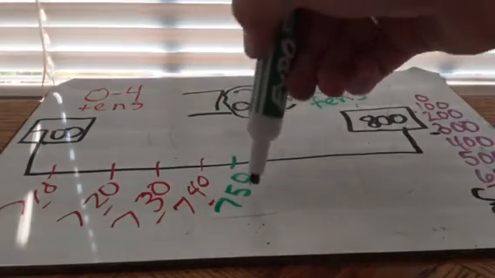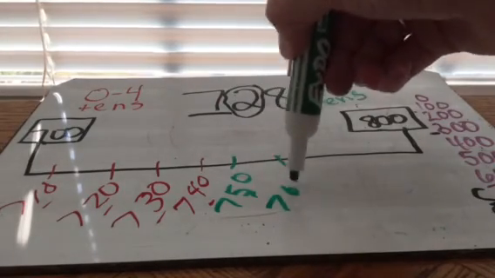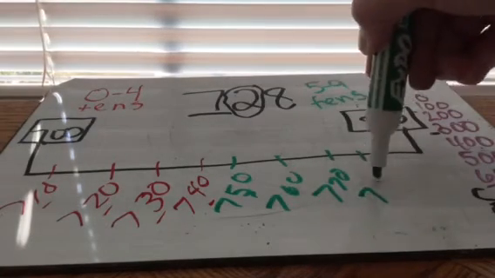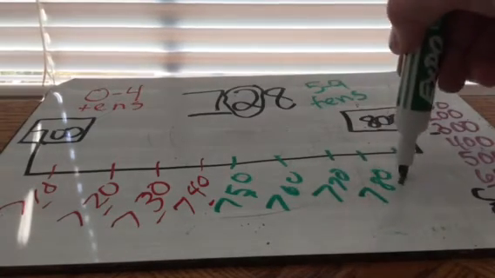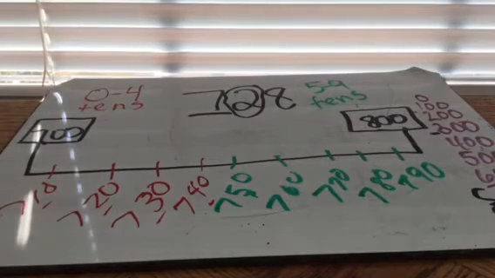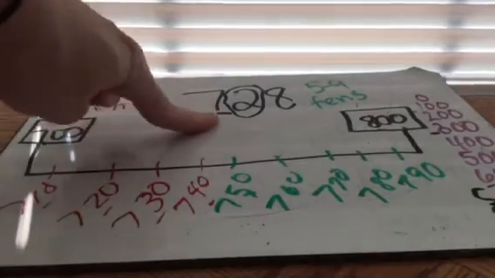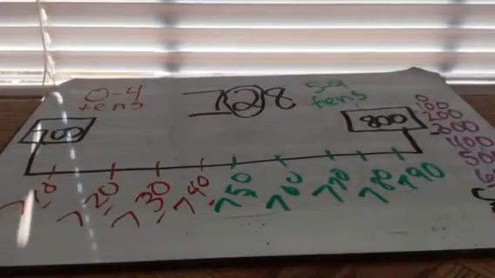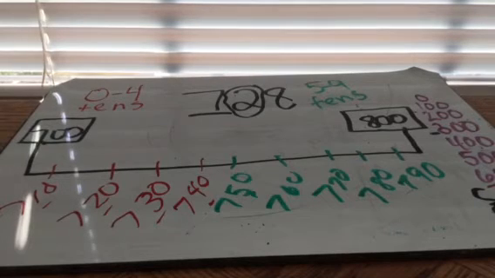750, 760, 770, 780, 790, 800. Because remember, it's not really the 7 that's doing the rounding, it's the digit to its right in the circle. That's telling us where on the number line the number is.